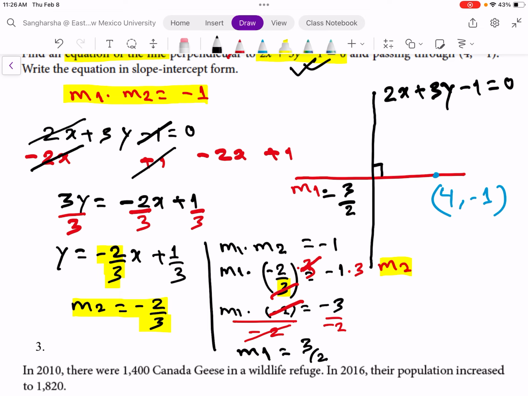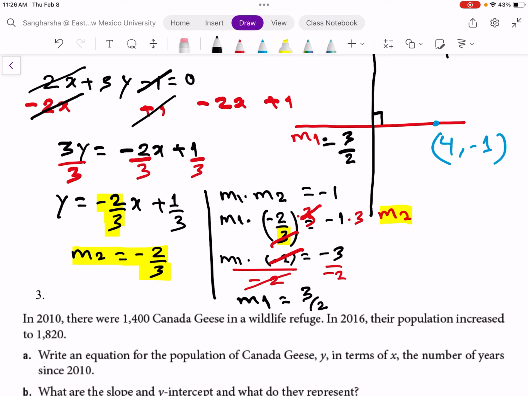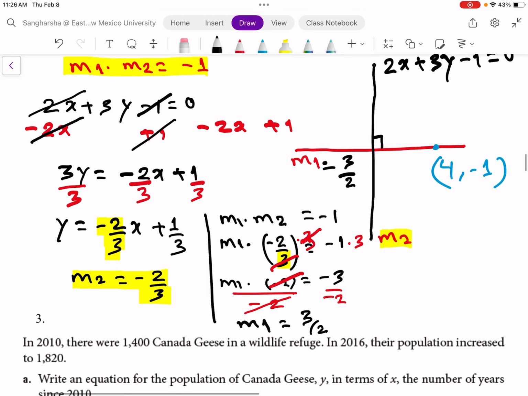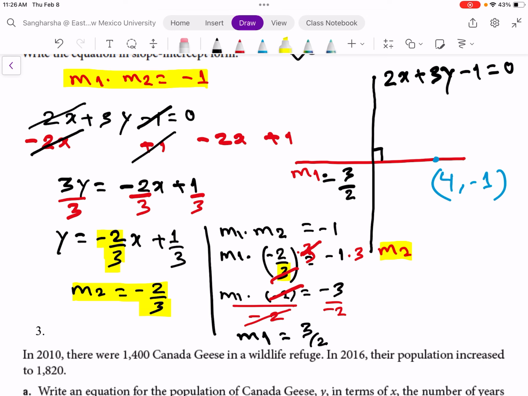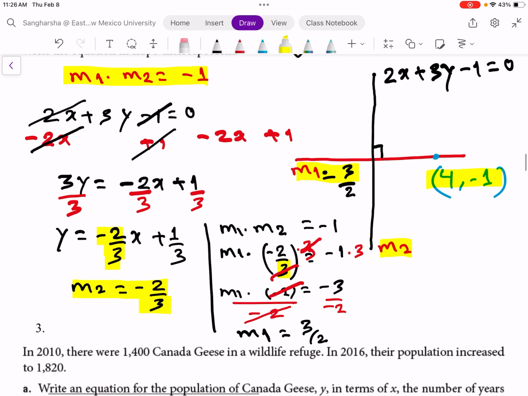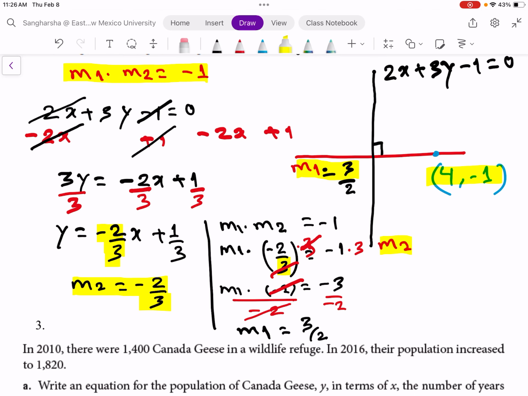So you find the slope of this perpendicular line by using m1 times m2 equals negative 1. Now we are not done yet. We are given a point here, and we know the slope, and we are asked to find the equation of a line. In order to find the equation of the line, we use the same process, the point slope form.